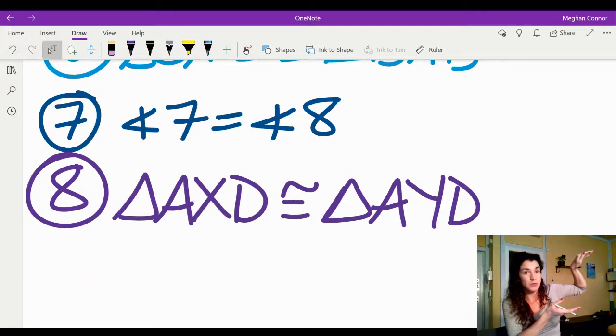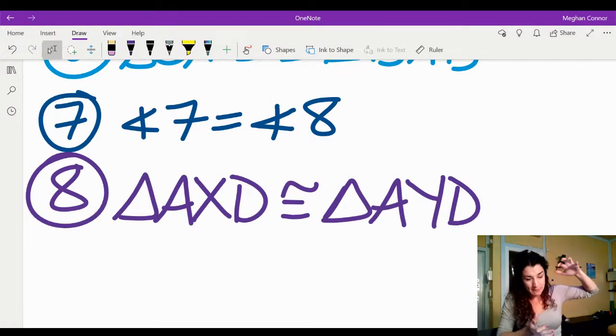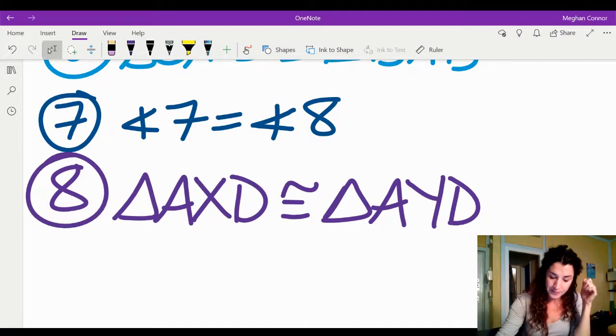I also needed to prove, or I was being led to prove, that triangle BAD and CAD were equal. So trying to find the point of connection between the two is kind of how our thought process is working. We're working from top down and bottom up at the same time and trying to figure out where they all piece together.